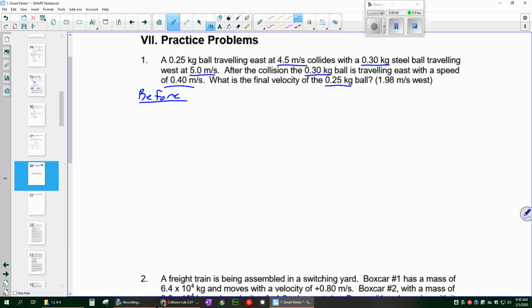So we had a 0.25 kilogram ball traveling east, right? So let's try that one. We had a ball here traveling east, and it had a mass of 0.25 kilograms. It had a velocity of positive 4.50 meters per second.